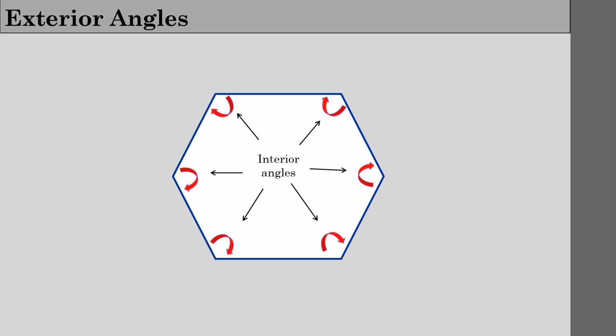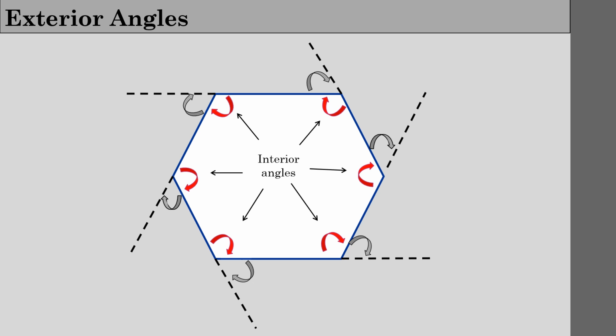Now here we are going to talk about the exterior angle. As we have just learned about the interior angles, what are the exterior angles? Exterior angles are also self-explanatory. Exterior angles are the angles which are outside the shape. So these are my exterior angles. Exterior angles always add up to 360 degrees.